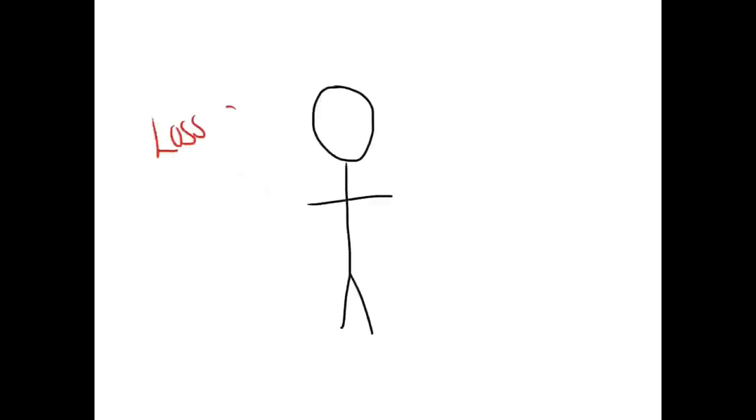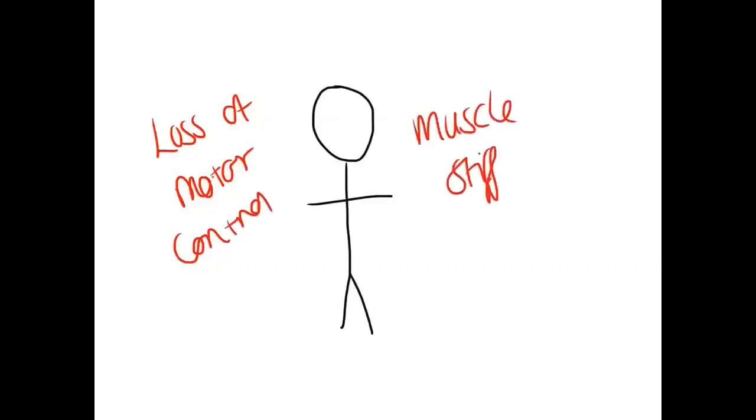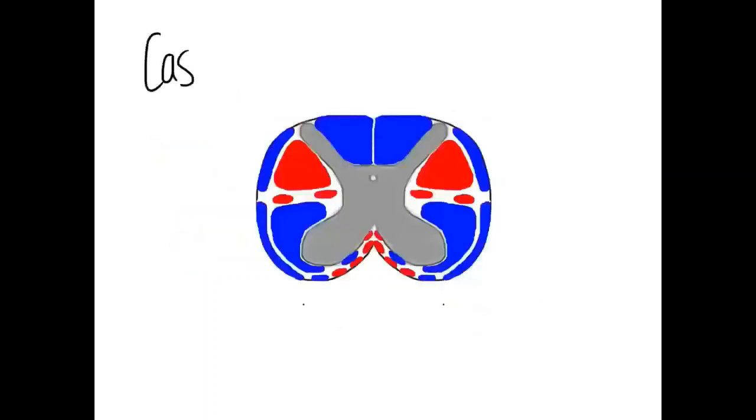Severing the pyramidal and extrapyramidal tracts will mean that the patient will lose motor control of their limbs, so will have a spastic paraparesis, partial paralysis with muscle stiffness. This will be on the same side as the lesion, ipsilateral.